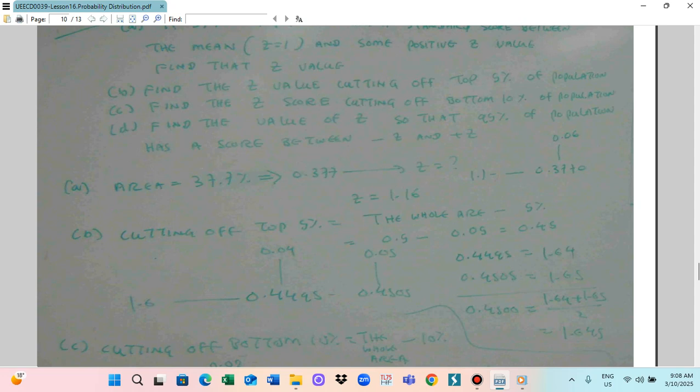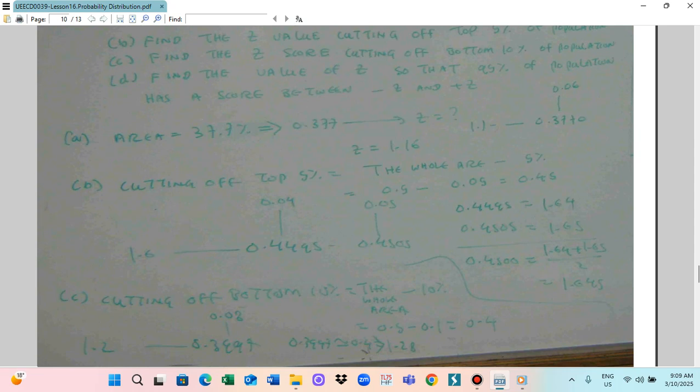So 0.4495 is equal to 1.64, and 0.4505 is equal to 1.65. Then you make the average. 0.4500 lies between 0.4495 and 0.4505, so this is equal to (1.64 plus 1.65) divided by 2. So this becomes 1.645. This is for cutting off the top 5%.